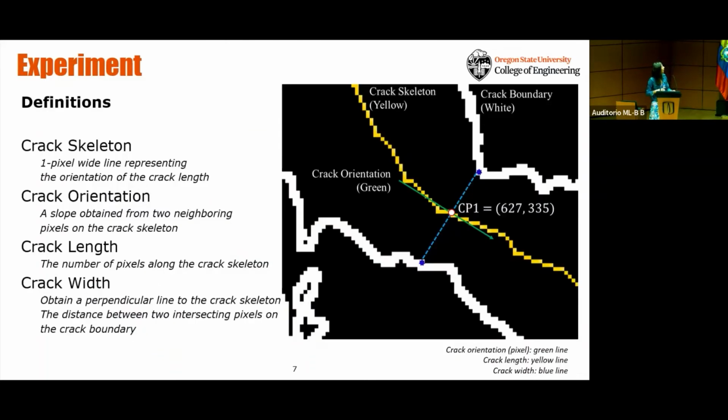And then these are just some of the definitions. When we say crack skeleton, it is the 1 pixel wide line representing the orientation of the crack length, as you see here. And then we got the crack orientation, and we use the perpendicular distance between the edges of the crack to measure the crack width.